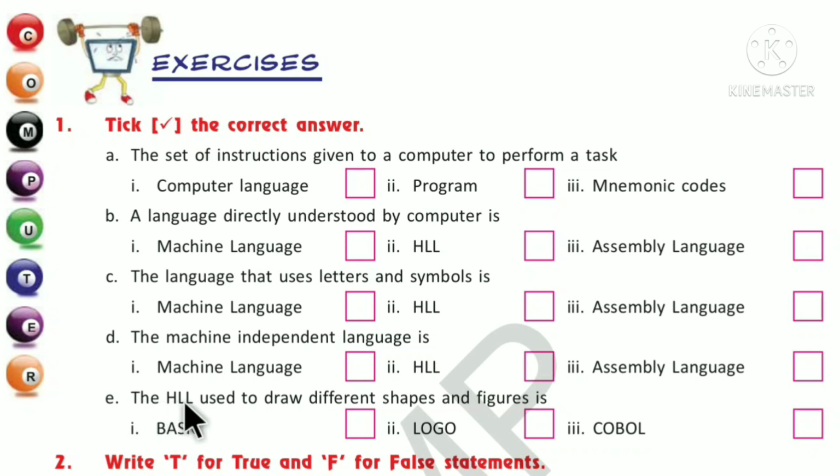E. The HLL used to draw different shapes and figures is BASIC, Logo or COBOL. That is Logo. Tick here. See the answers.